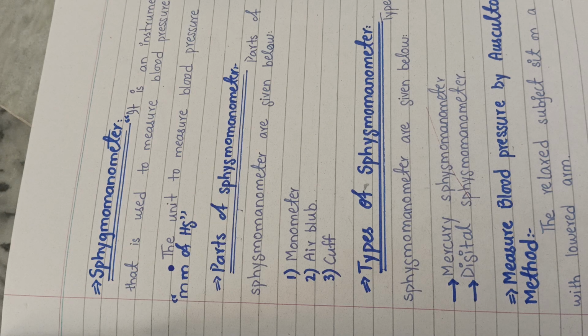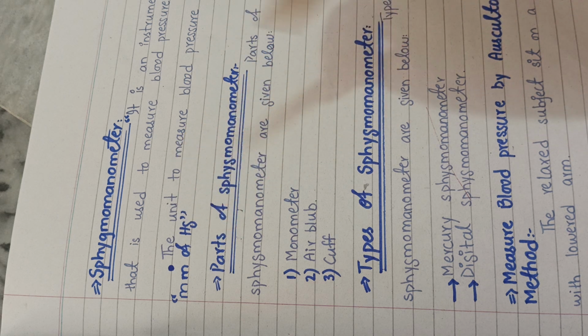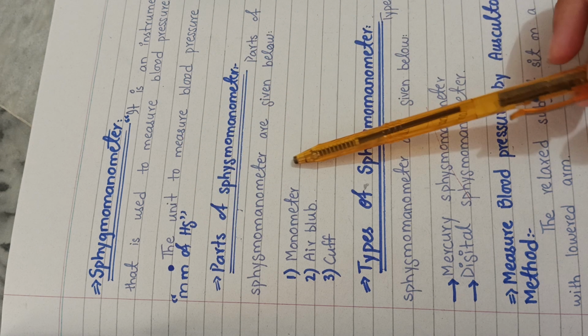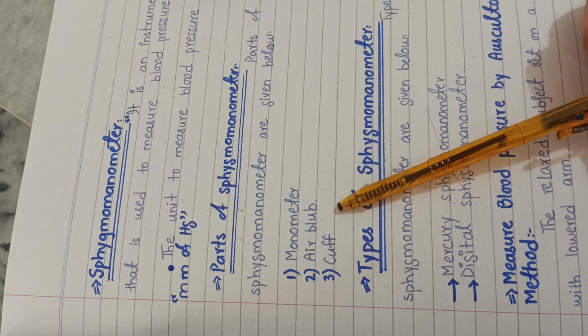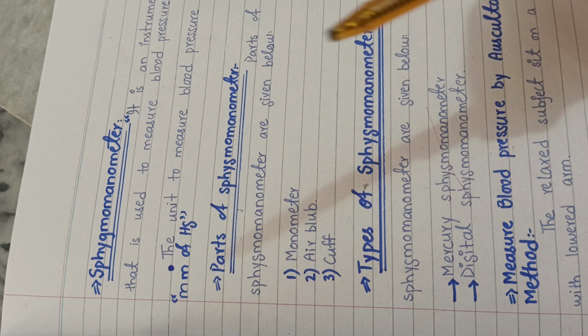Now let's discuss the sphygmomanometer, and how we are going to measure blood pressure with its help. A sphygmomanometer is an instrument used to measure blood pressure, and the unit to measure it is mm of Hg. It has three parts: manometer, air bulb, and cuff. The cuff is secured around your arm.